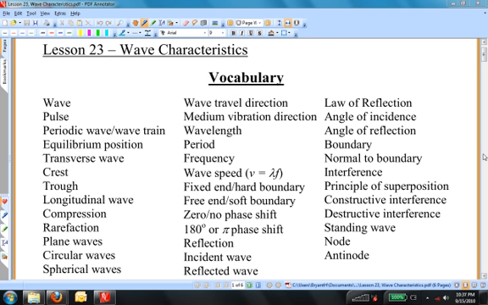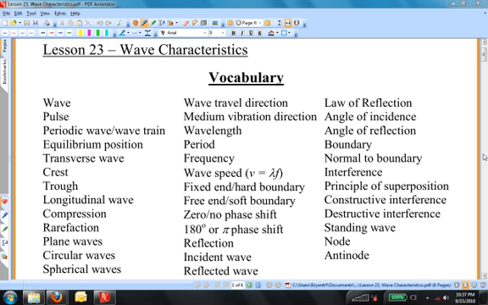And then we talk about the different kinds of waves. Transverse waves, which have crests and troughs, longitudinal waves, which have compressions and rarefactions, and then types of longitudinal waves that we'll be dealing with, and transverse waves as well. Plane waves, circular waves, and spherical waves.